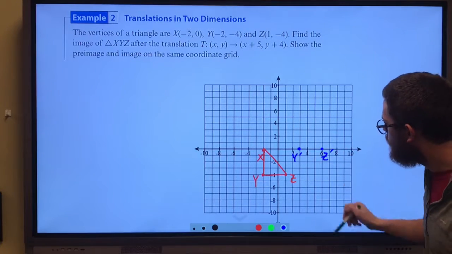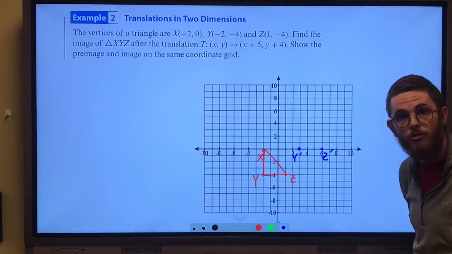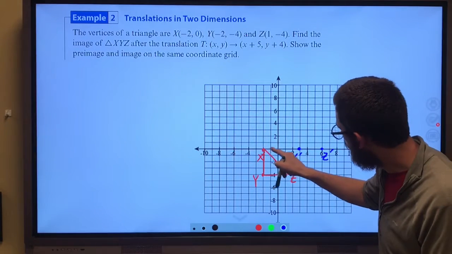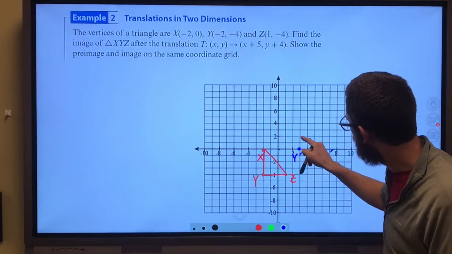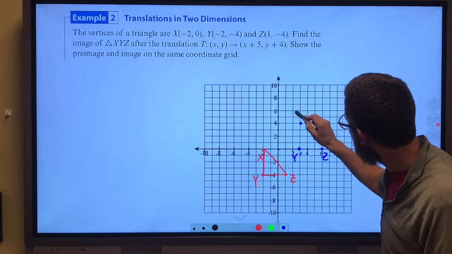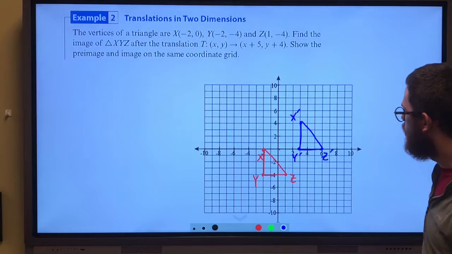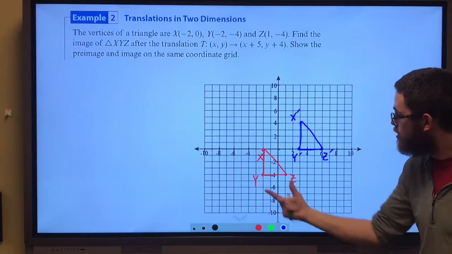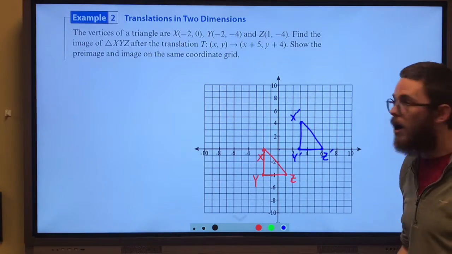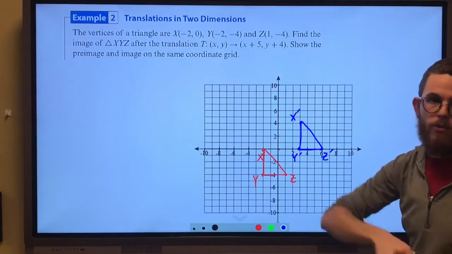There's z prime. Notice the distance between y and z has been preserved. X going over 1, 2, 3, 4, 5. Up 1, 2, 3, 4. There is x prime. What do you know? It looks exactly the same. It's been shifted over to the right and up, 5 units to the right, 4 units up.